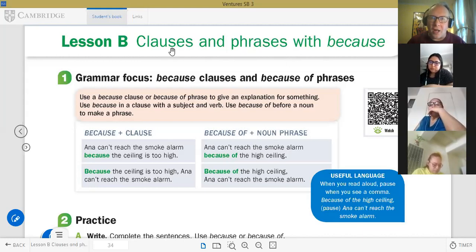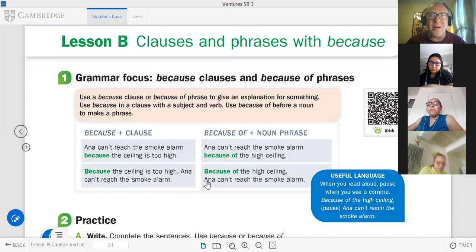A clause has a subject and a verb. A phrase does not. That's the difference between a clause and a phrase. A clause has a subject and a verb. So let me write that definition on the board so everybody can have it in their notes, because this is a very important definition once we get to level 4.